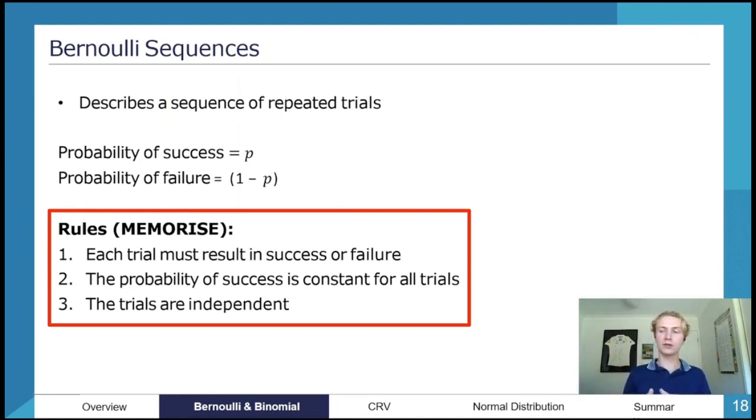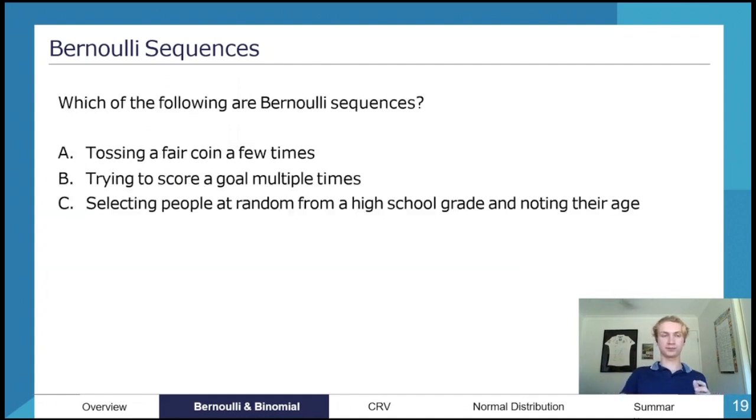So the three rules I do want you to memorize. For me, this is a key learning objective. You need to memorize these three Bernoulli sequence rules. Number 1, we can only have success and failure. Number 2, the probability of success, p, is constant for all trials. Number 3, the trials are independent. Write these down. You need to memorize these three.